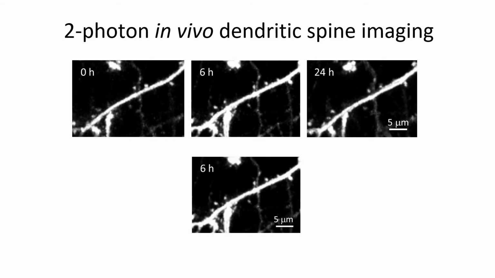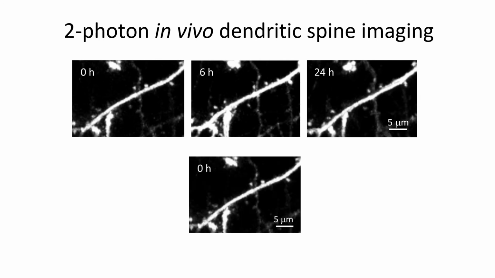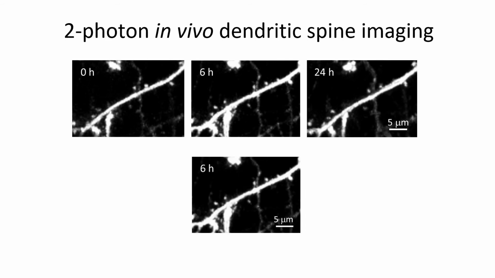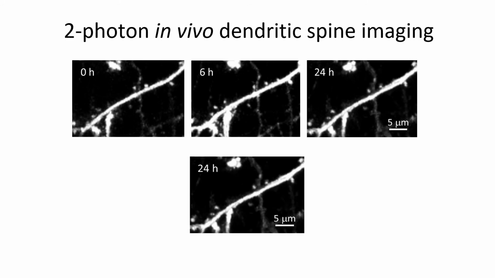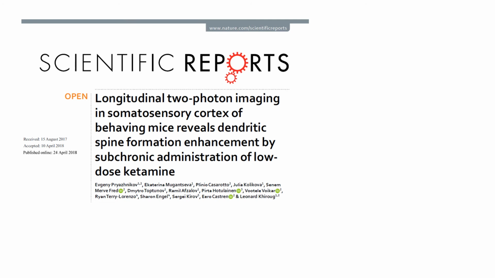Now, it's very important that the mouse stays awake during these experiments, the dendritic spine imaging experiments, because the anesthetics do have a very strong effect on dendritic spine turnover. They do promote, or at least affect, the synaptic plasticity very strongly, as is shown in the next slide.